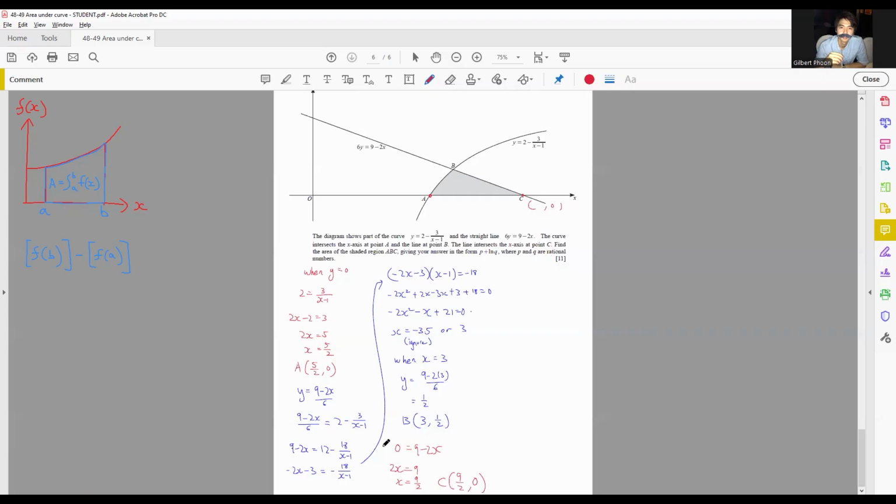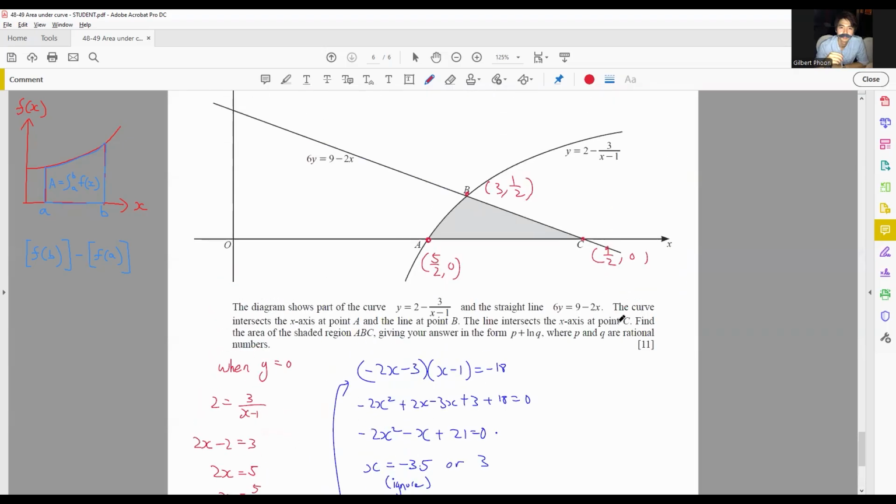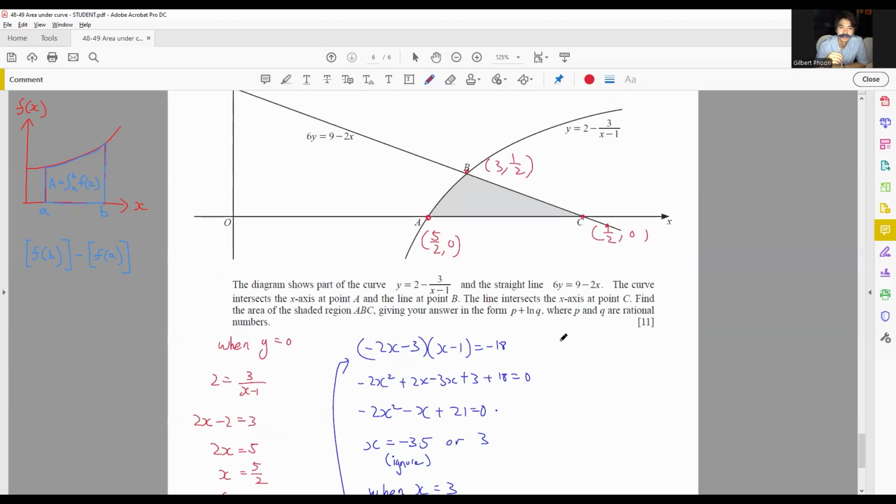Okay, now that we have all our coordinates already, A, which is 5 over 2, 0, C, which is 9 over 2, 0, and B, which is 3 and 1 over 2, the next thing we're going to need is to find the integration of this curve equation here, to find the area under the graph, plus the area of the triangle. So integrating between 3 and 2.5 for 2 minus 3 over (x minus 1).